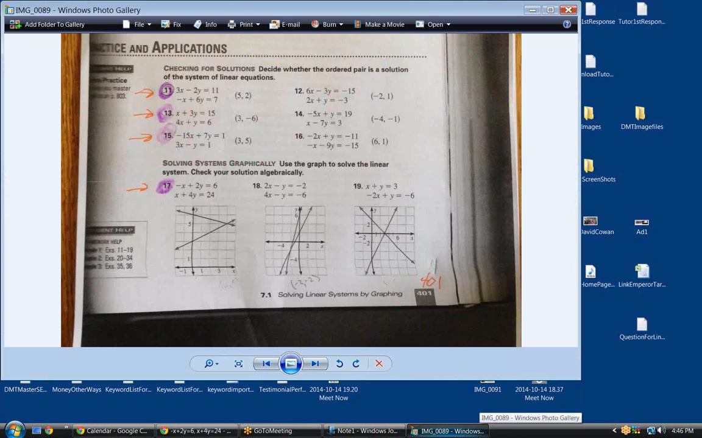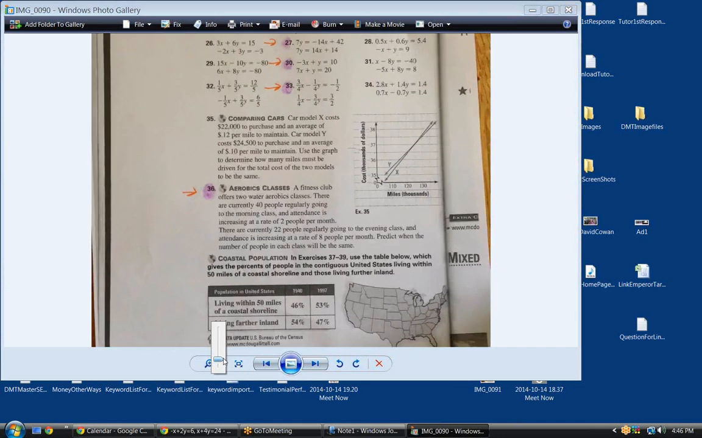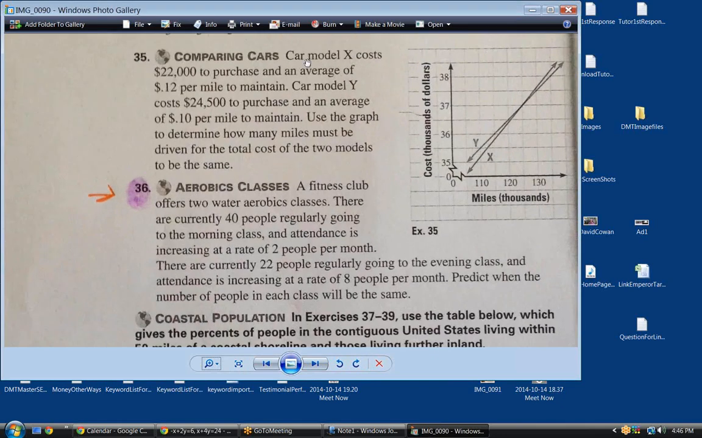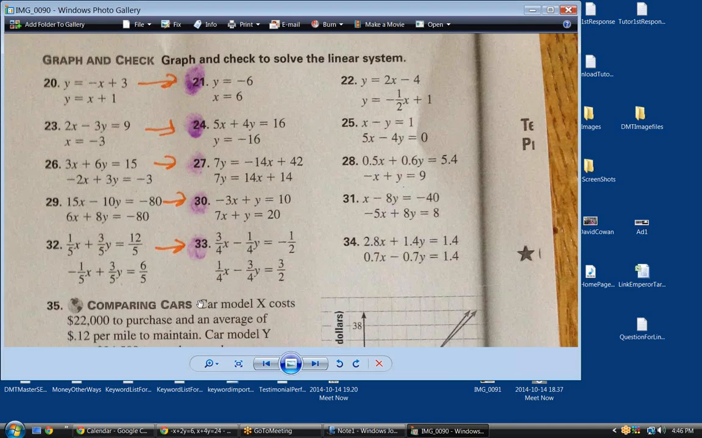Are we done with this page? Can we go to the next one or not? Yes. Okay, we're done. Let's see. I think 90 is the next one, I guess. We want to do just the purple ones? Yep.